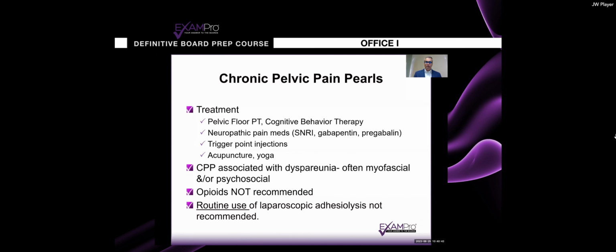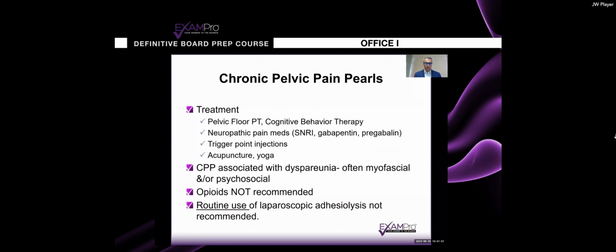I want to mention, when you have chronic pelvic pain associated with dyspareunia, always be thinking about myofascial and/or psychological components to that chronic pelvic pain. We really do not use opioids for chronic pelvic pain. So I would not recommend opioids as a treatment for chronic pelvic pain.